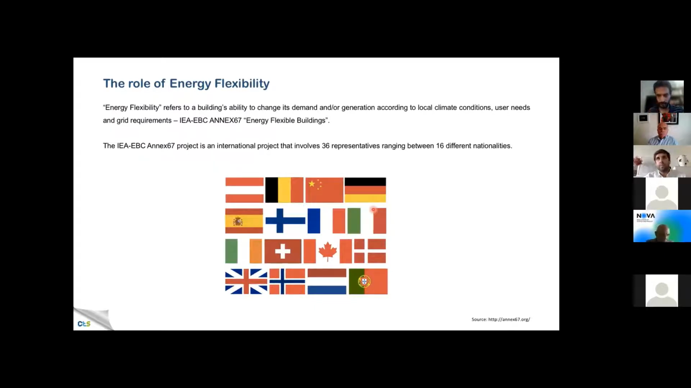This definition collects the 3 main factors, let's say, when characterizing and using energy flexibility, which are climate conditions, user needs. So we cannot change energy demand without taking into consideration the comfort needs of the users, and also the grid requirements with which we should interact in order to change energy demand.